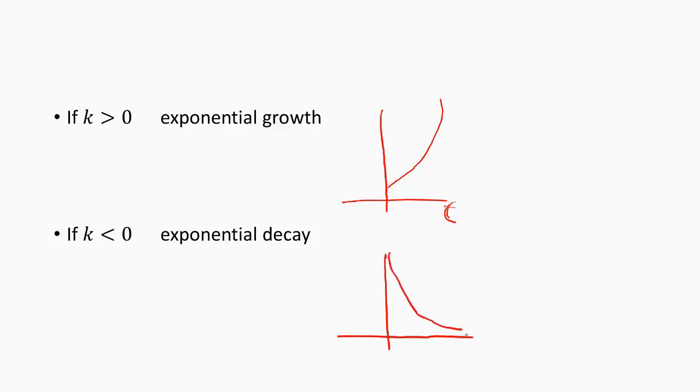Well, if k is greater than 1, then that means that our graph is going to have exponential growth over time. If k is less than 1, then we're going to have exponential decay. So things are going to get smaller, and this is time along the x-axis.